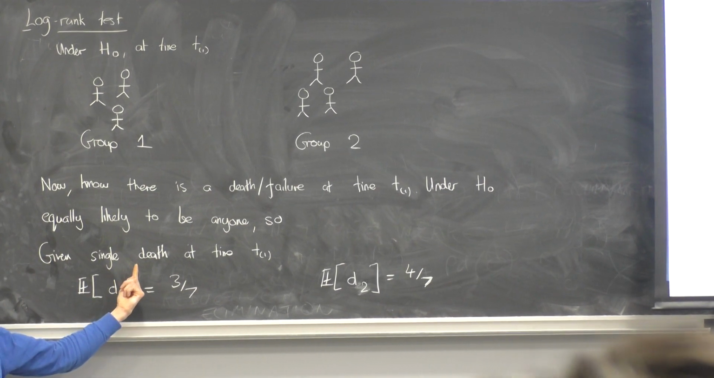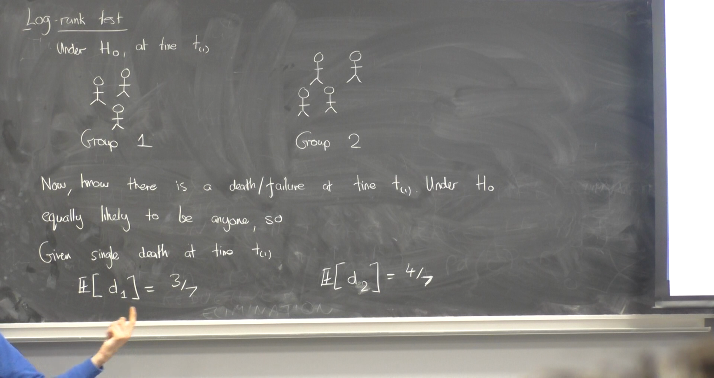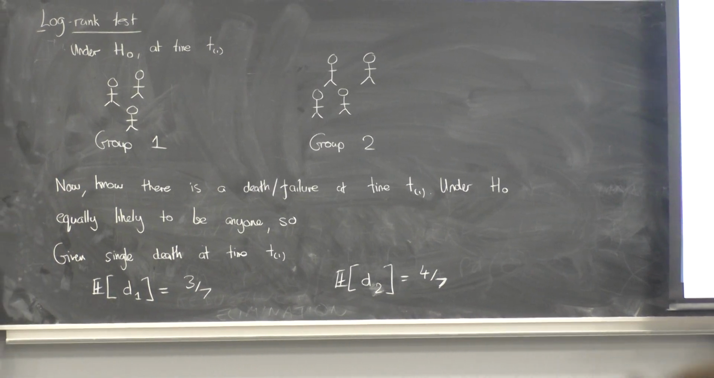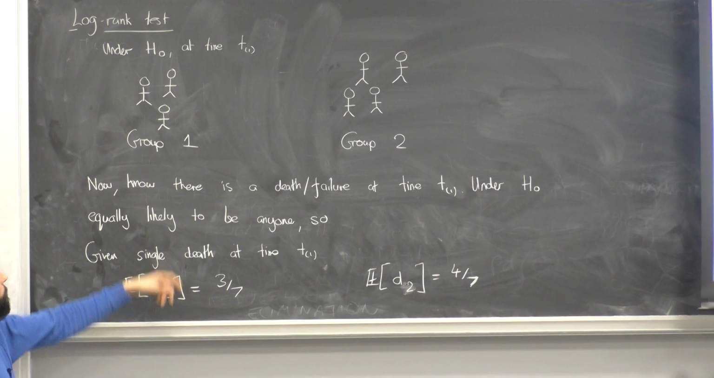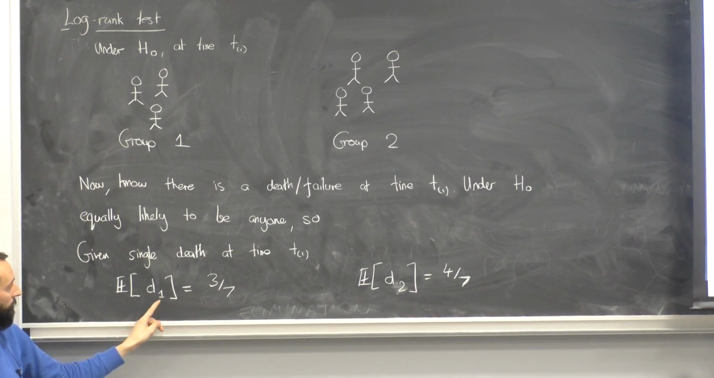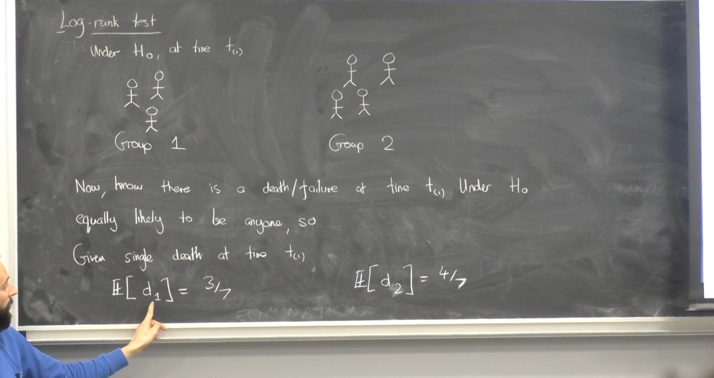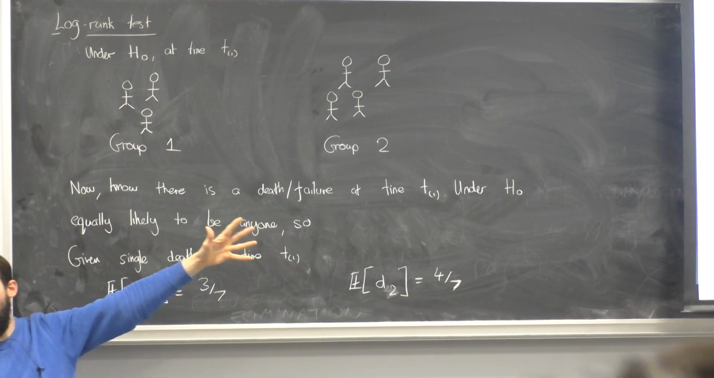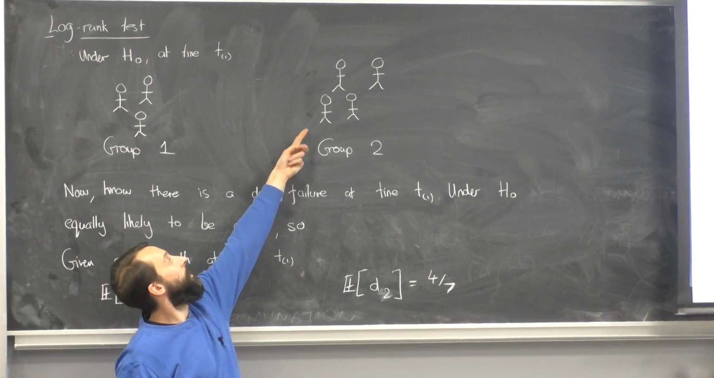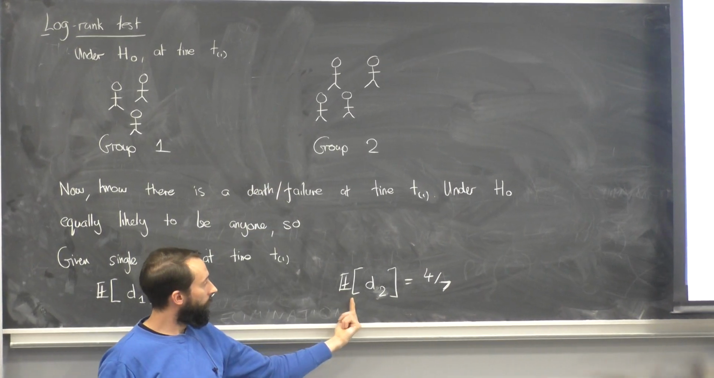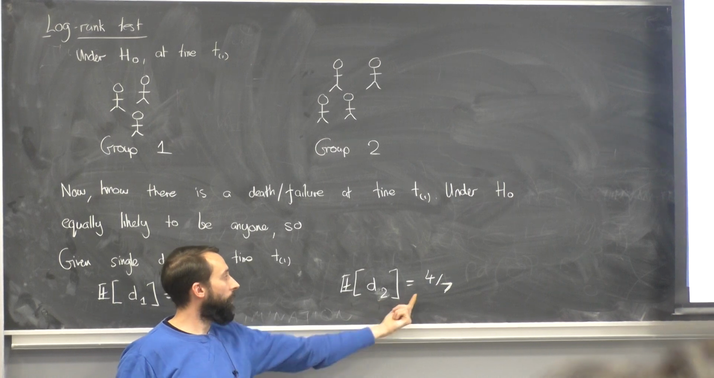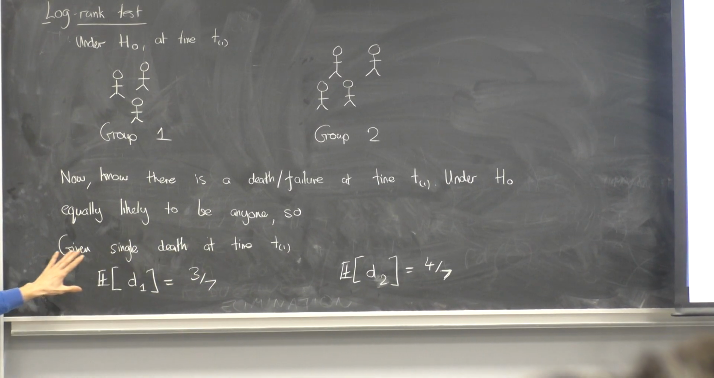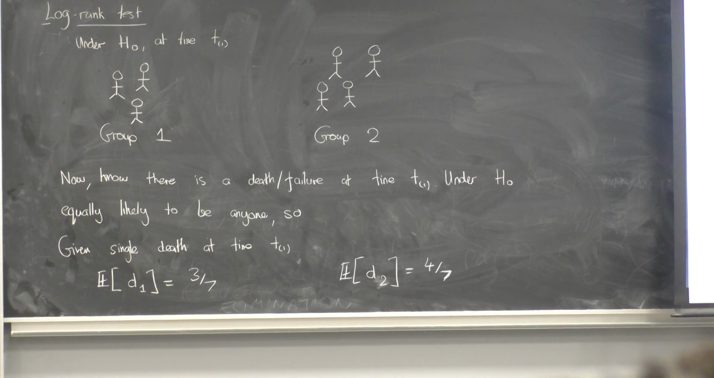So basically I've got to split up the death that I have observed between the 2 groups, equally likely to be any of the 7 people. So the probability that death lies here is 3/7. I've got 1 death, so the expected number of deaths is 3/7 in this group. Here I've got 4 out of my 7 people, so the probability that the death lies in this group is 4/7, so the expected number of deaths in group 2 is 4/7. So that's true under my null hypothesis.